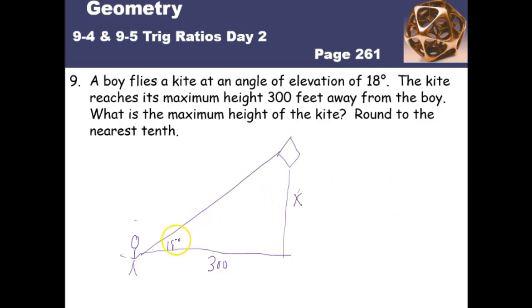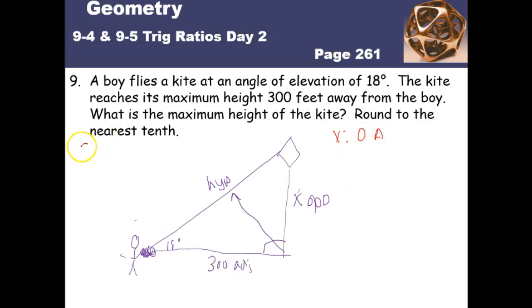I have to decide what trig function I'm going to use. I need to find a missing side. I don't have two sides, so I can't use the Pythagorean theorem, so I have to use trig. I'm given this angle 18, and this side would be the opposite, and here's my right angle, so that would be the hypotenuse, and this is the adjacent. So I'm finding x, that's the opposite, and I have to use the side they gave me, which is 300, and that's the adjacent.